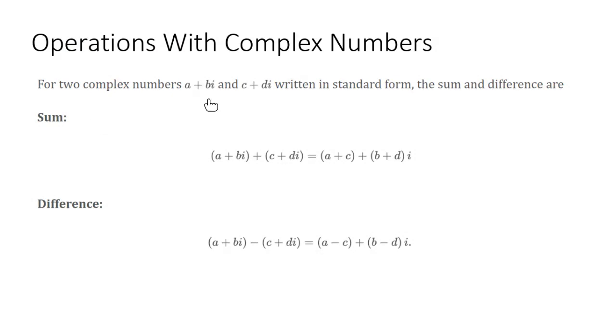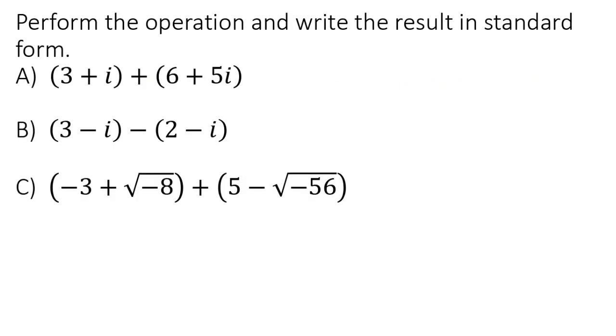So to add a plus bi and c plus di, we have this here. We add the real parts, a plus c, and then we add the imaginary parts. And then for subtraction, we do the same thing. So let me go on to the examples here. So if we have 3 plus i, plus 6 plus 5i.